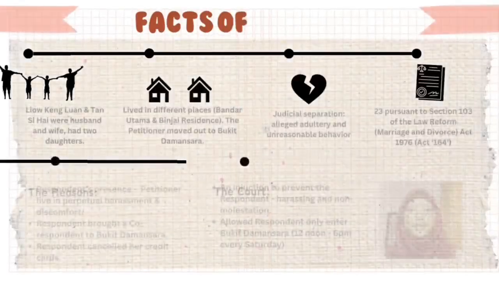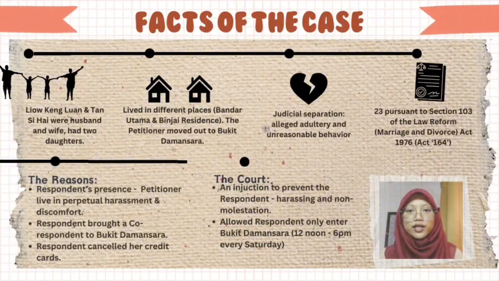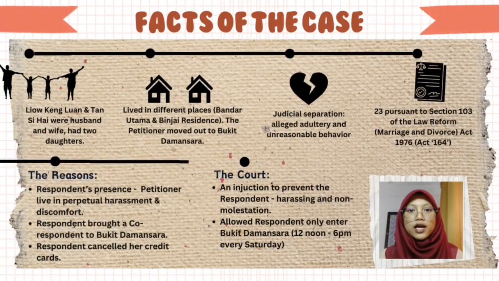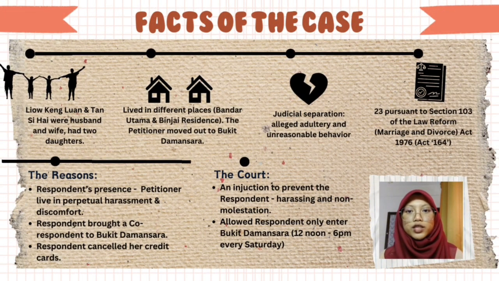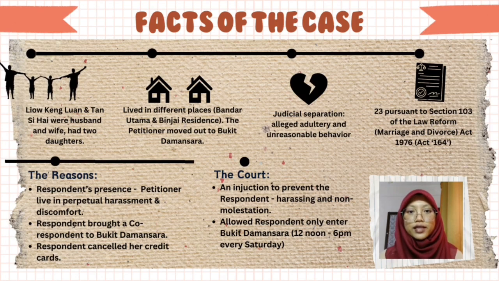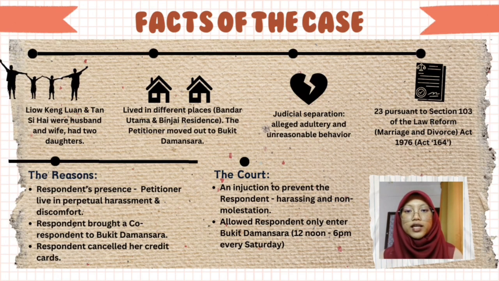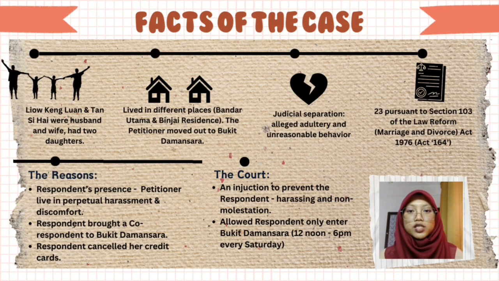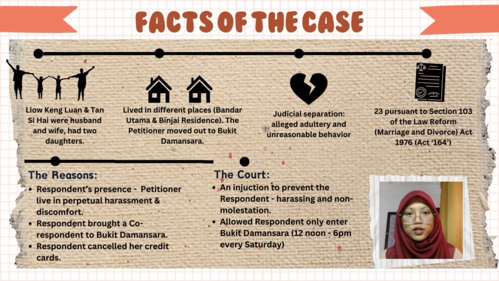Keng, the petitioner, and Tan Si Hai, the respondent, were husband and wife. The respondent works as a nephrologist, so they had to live separately, at Bandar Utama and Binjai residence. Then, the petitioner moved out to Bukit Damansara. In April 2023, the petitioner sought judicial separation from the respondent because of allegations of adultery and unreasonable behavior of the respondent.